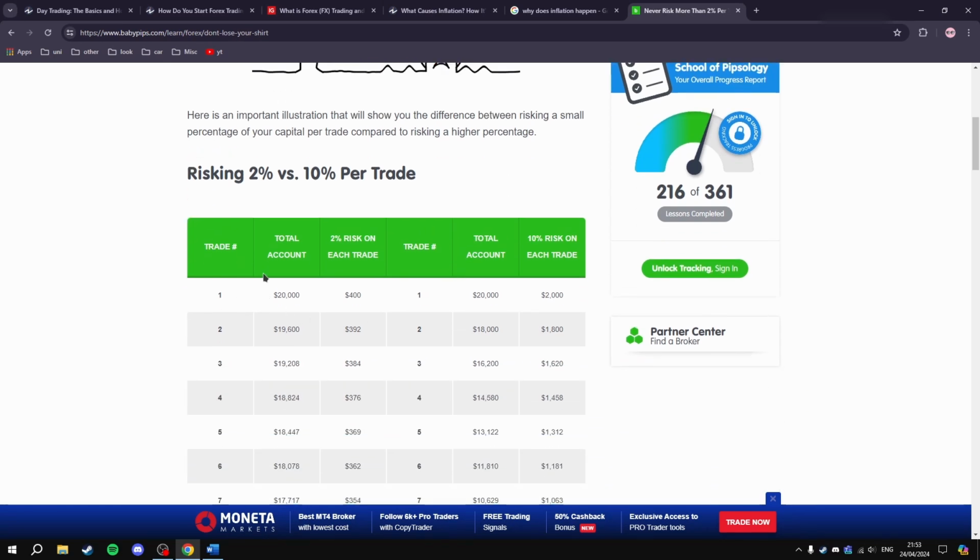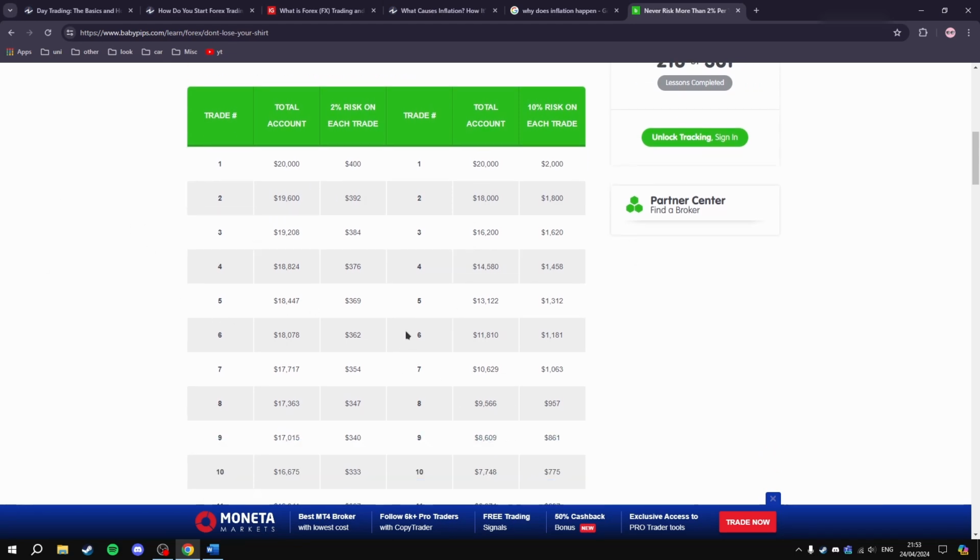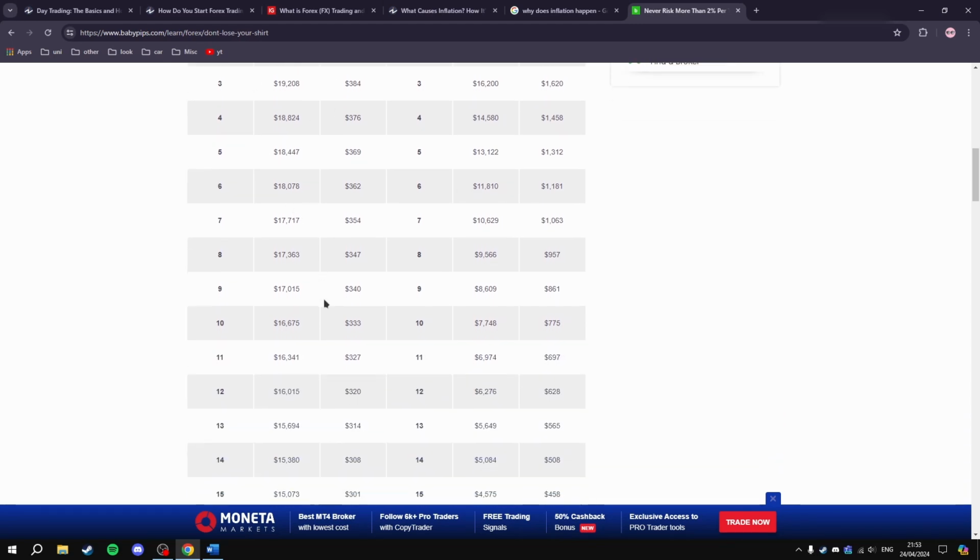Let's say you start off with 20,000 as your total account, which is a lot actually. With 2% risk on each trade, you risk $400 each trade. Trade number 1, you risk 400 and you lost that one. So now you've got 19,600. Risk 2%, you lost that one as well. Take away 392, you've got 19,208. You lose another 2%, 384. And so on, so on. Keep losing, keep losing.